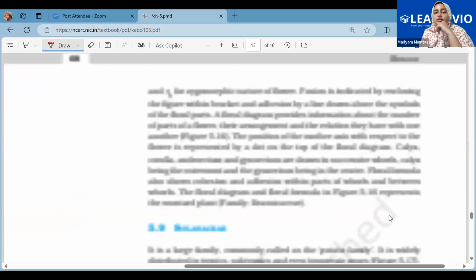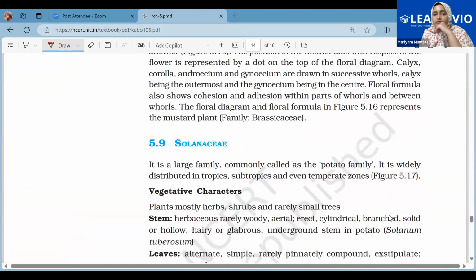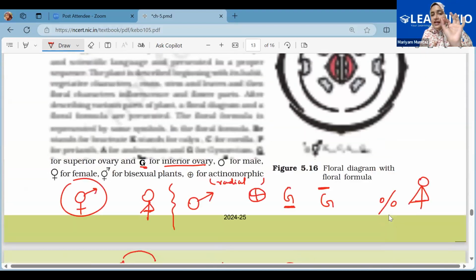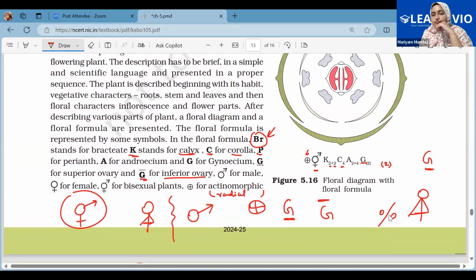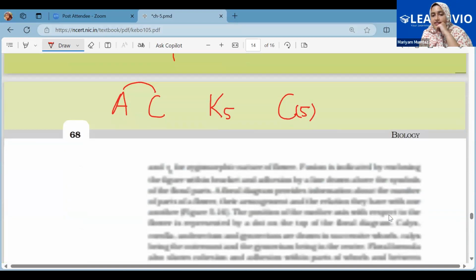Okay. So with that being said, we'll come on to the family. And this floral formula is for the family called Brassicaceae. Okay, this is for Brassicaceae.